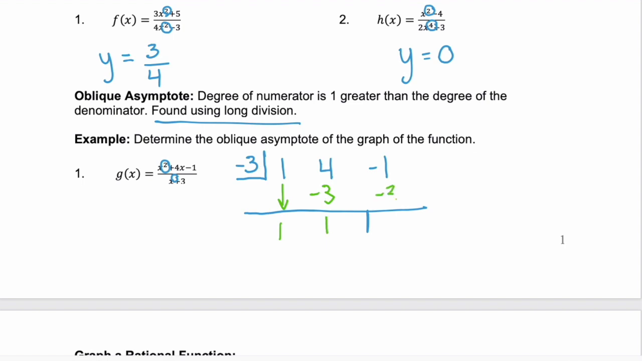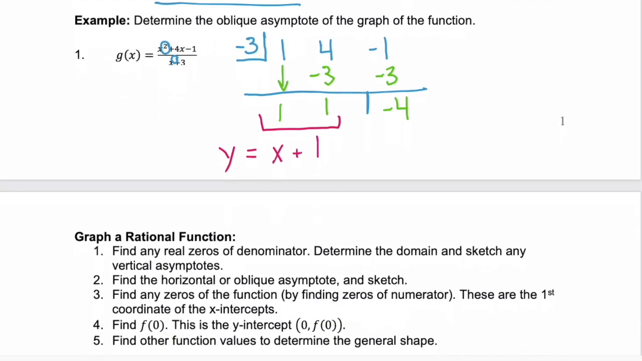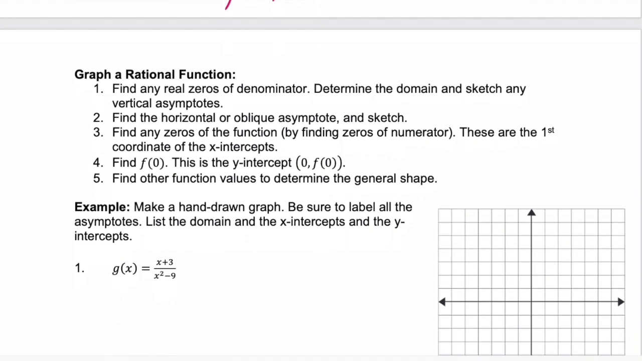Multiply and add. We're going to ignore this remainder, and this result, which is x plus 1, is going to be the equation for your oblique asymptote. Not too bad, because we became masters of synthetic division.